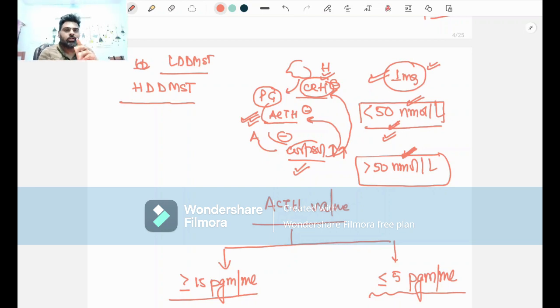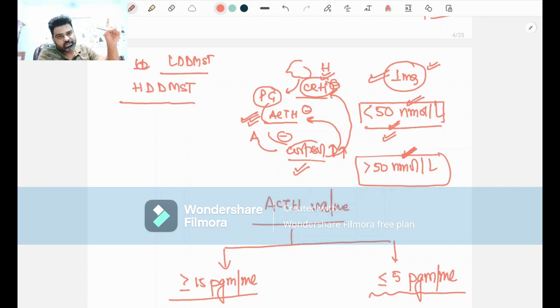it follows CRH, it follows all the regulatory mechanisms. I will explain what this means. This means that if a patient has a pituitary adenoma and it is secreting ACTH, and if I give CRH to the patient, there will be increased ACTH secretion and thus there will be increased cortisol. But it will not be seen in cases of ectopic ACTH secretion.